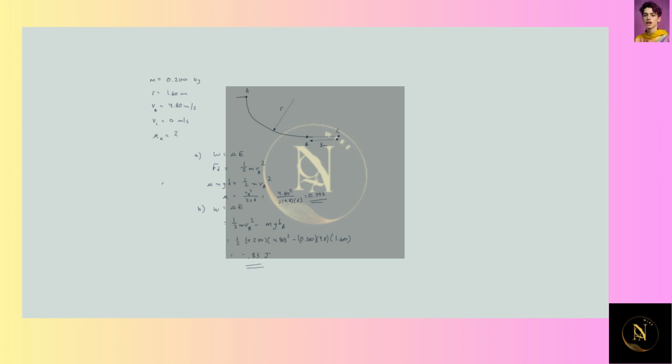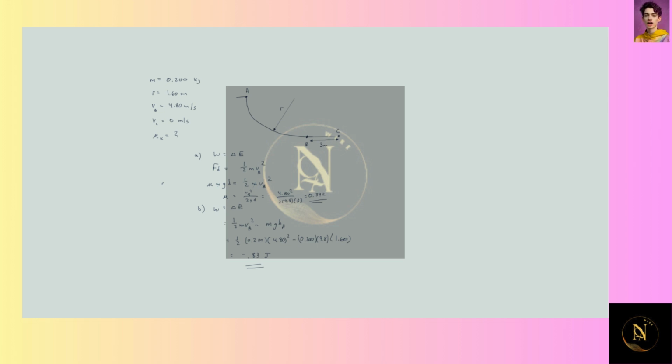So if I rearrange everything, I can first cancel out mass, and then I get mu equals the velocity at B squared divided by 2 times g times the distance traveled for this to come to a stop. So plugging in the numbers, we get 4.8 squared divided by 2 times 9.8 times 3, and we get 0.392 as the coefficient of kinetic friction.